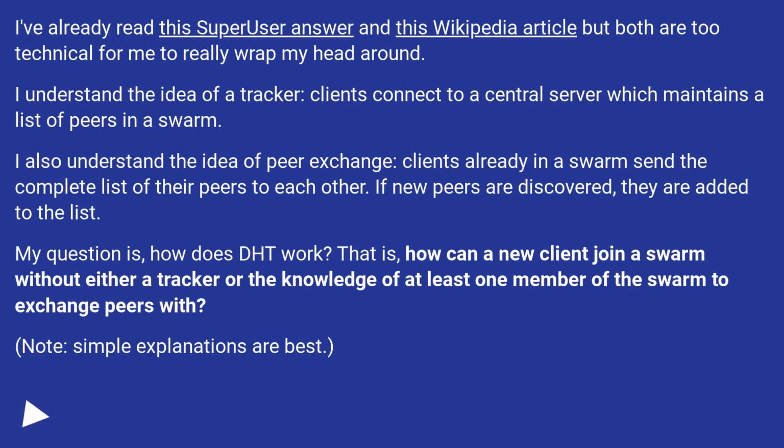My question is, how does DHT work? That is, how can a new client join a swarm without either a tracker or the knowledge of at least one member of the swarm to exchange peers with? Note: simple explanations are best.